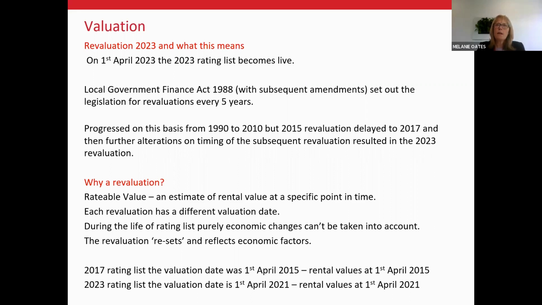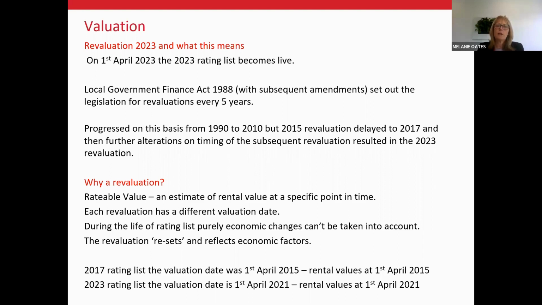So the question is, why is there a revaluation? Well, your rateable value is an estimate of rental value at a specific point in time, and each revaluation has a different valuation date. During the life of a rating list, purely economic changes just can't be taken into account. You always have to value to the prevailing economic circumstances as at the valuation date for that revaluation. And then what a revaluation actually does is it resets that, and economic factors are then reflected as they are reflected in rental values as at the valuation date.